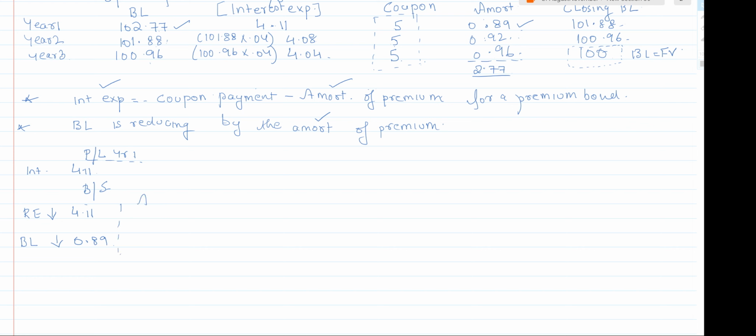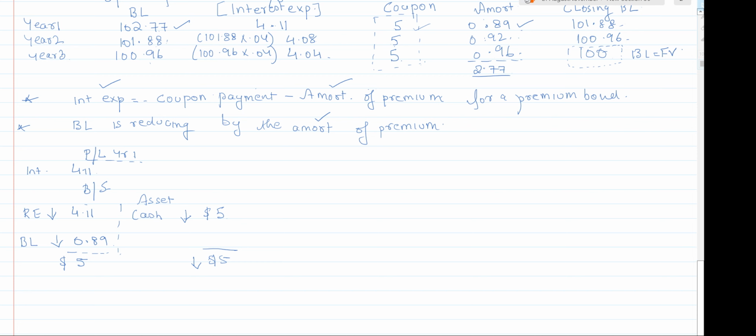And guys, on the asset side, my cash is going down by $5, which is the coupon payment that I am making to the investors, right? So let us add the asset and the liability side. Asset side is going down by $5 and liability side, 4.11 plus 0.89, is also going down by $5.